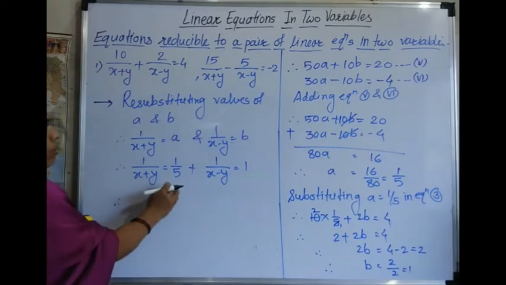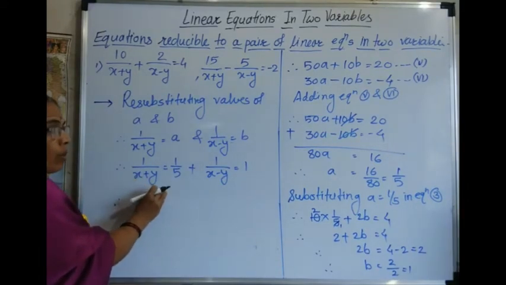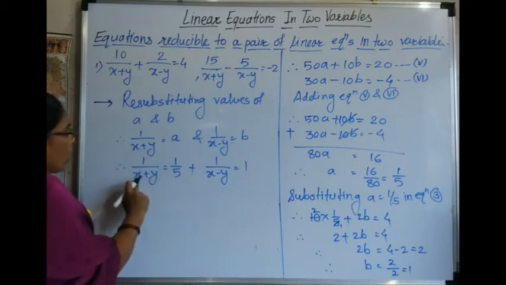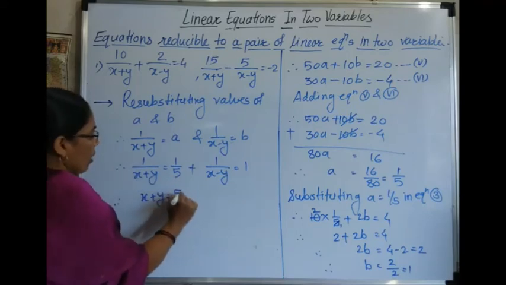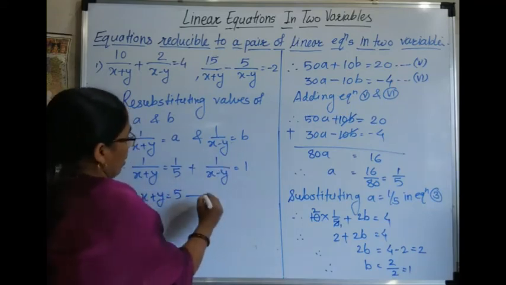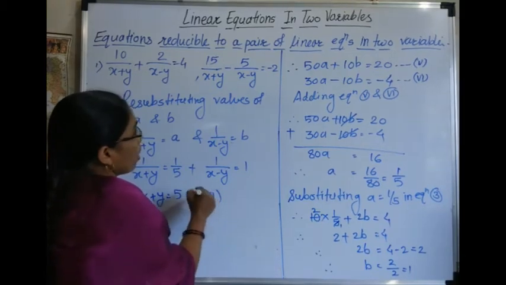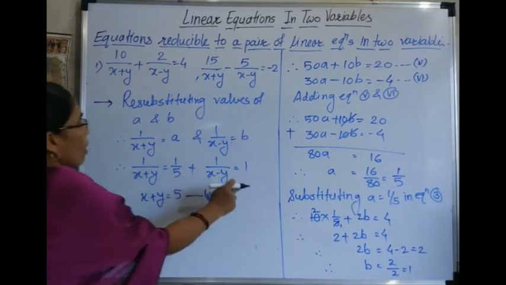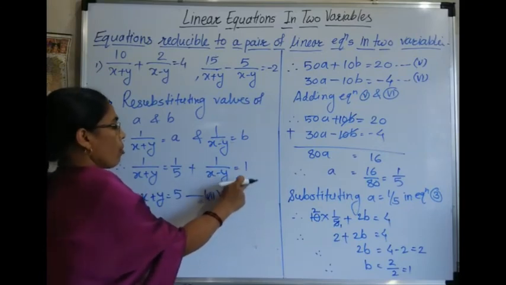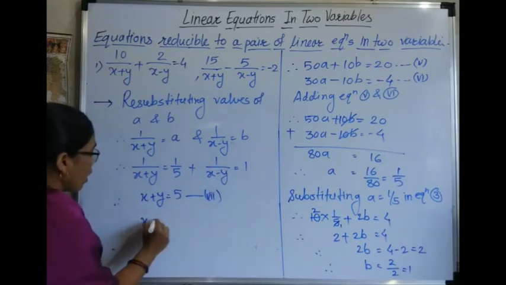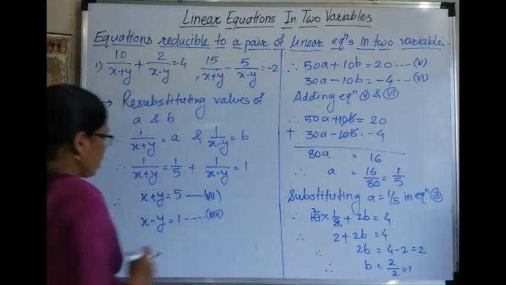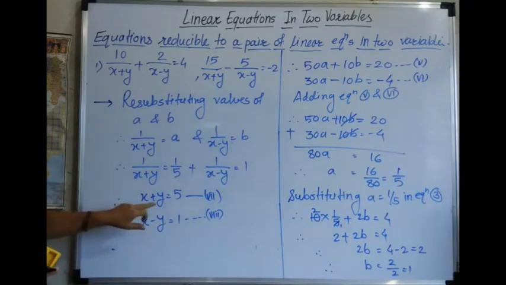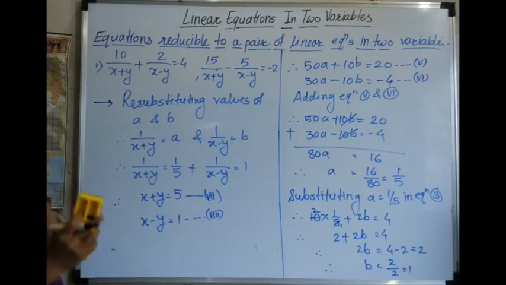Therefore, now by the cross multiplication, because this x plus y is in the denominator, we can do the cross multiplication. So x plus y into 1 is x plus y. It is equal to 5 ones are 5. This is equation number 7. And now when we multiply here, 1 upon nothing is here, again 1 upon 1. Here also by the cross multiplication we will get x minus y is equal to 1. That is equation number 8. Now like this we got here equation number 7 and 8 as x plus y is equal to 5 and x minus y is equal to 1.